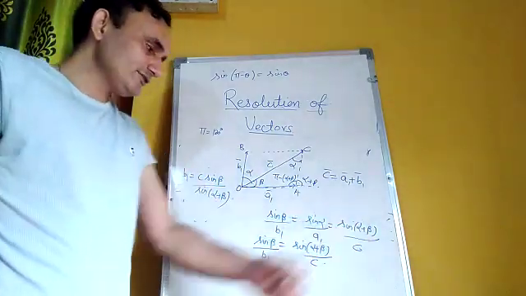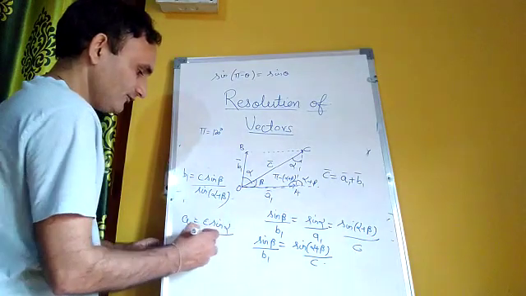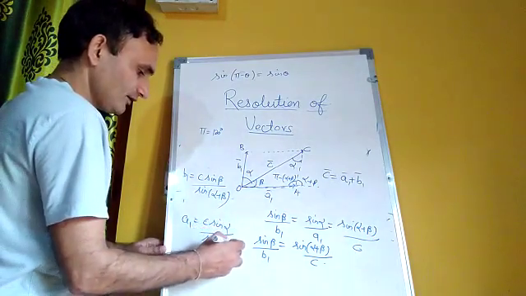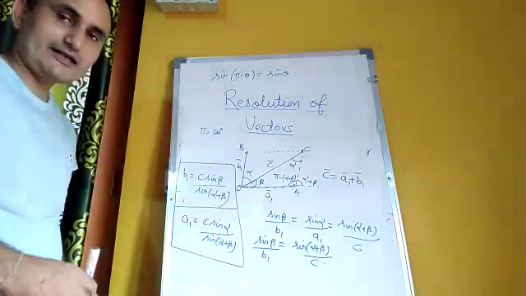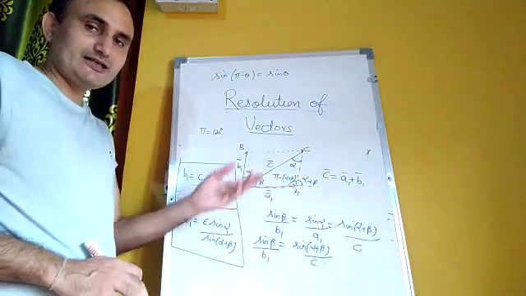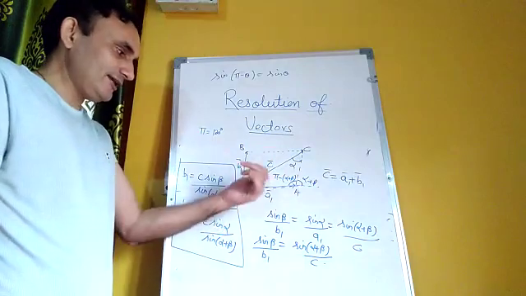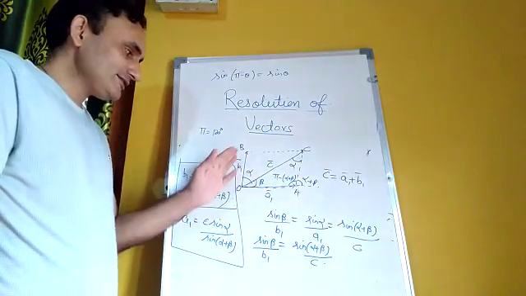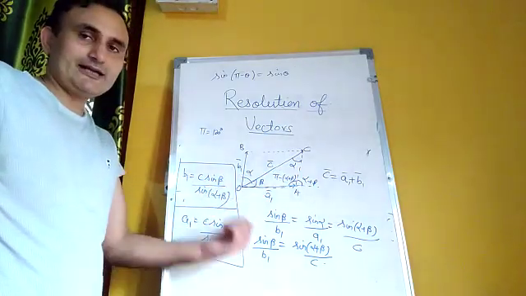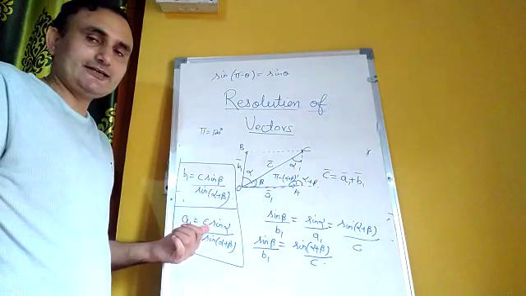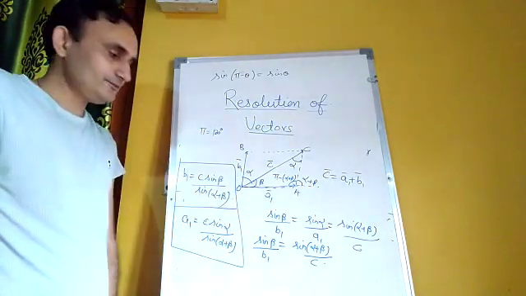Similarly, if I take this and this together, what I will get is A1 is equal to C sine alpha over sine alpha plus beta. This is called resolution of a vector into two vectors which are at angles alpha and beta. So we will choose only alpha and beta, and the values of B1 and A1 will come with the help of alpha and alpha plus beta. C will always be there because C is the original vector that we are trying to break or resolve.